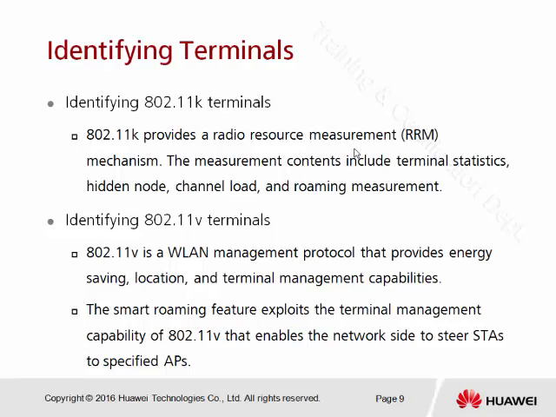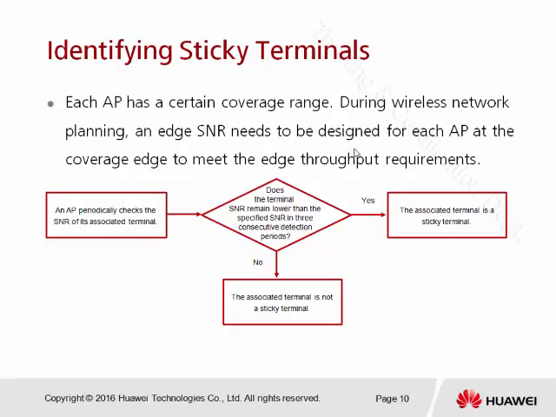So the smart roaming feature exploits the terminal management capability of the 802.11v that enables the network side to steer the STA to a specified AP. For all the APs, they have a certain coverage range. So during the wireless network planning, the edge SNR needs to be designed for each AP at the coverage edge.